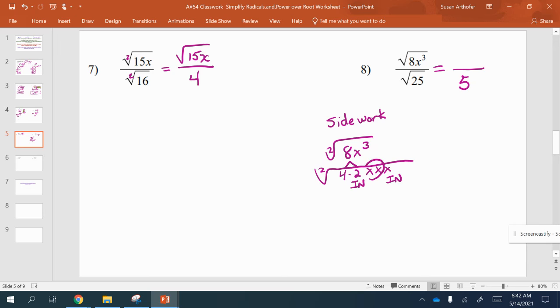There's a pair right here that can come out. And of course, square root of 4 can come out. Square root of 4 is 2, so this is out. A pair of x's, out comes an x, and in stays this 2 and this x. So that would be what's on top with the 5 in the bottom.